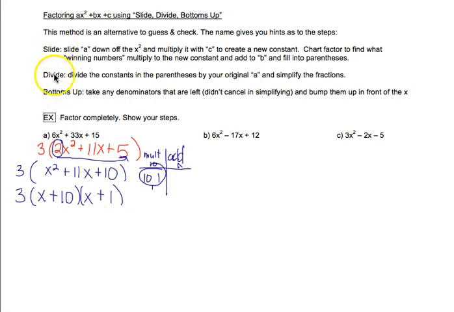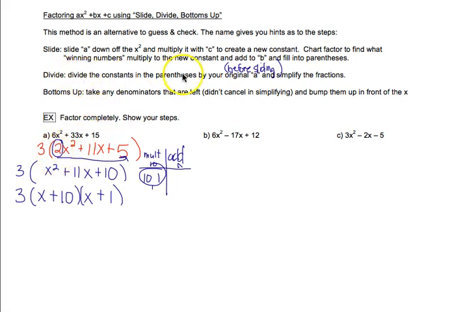The divide says divide the constants in parentheses by your original A. Now be careful. When we mean original A, we mean before, and maybe we should write this. Before sliding. It doesn't mean the very original problem. Because in the original problem, A is 6. But before I did the slide, A was 2. And that's what I want to use in this case.